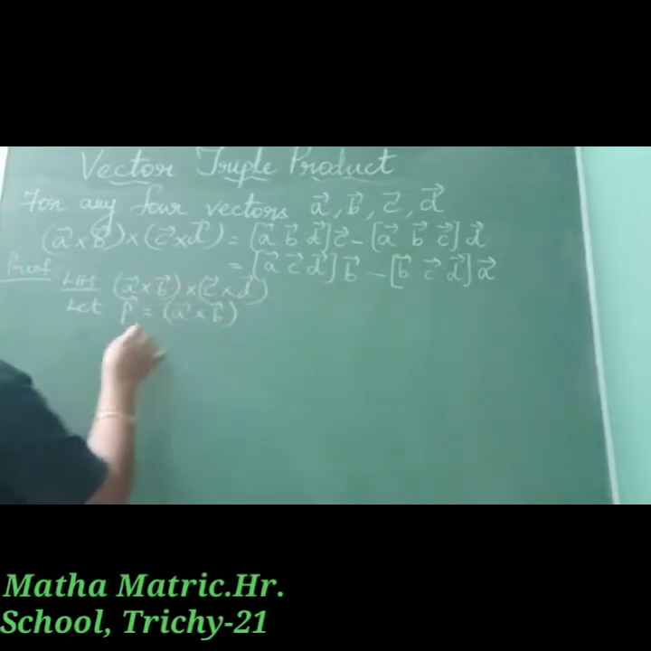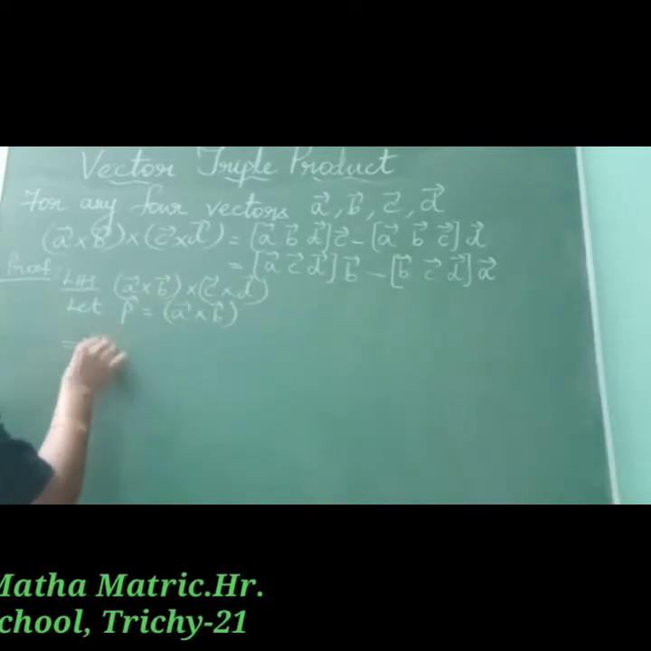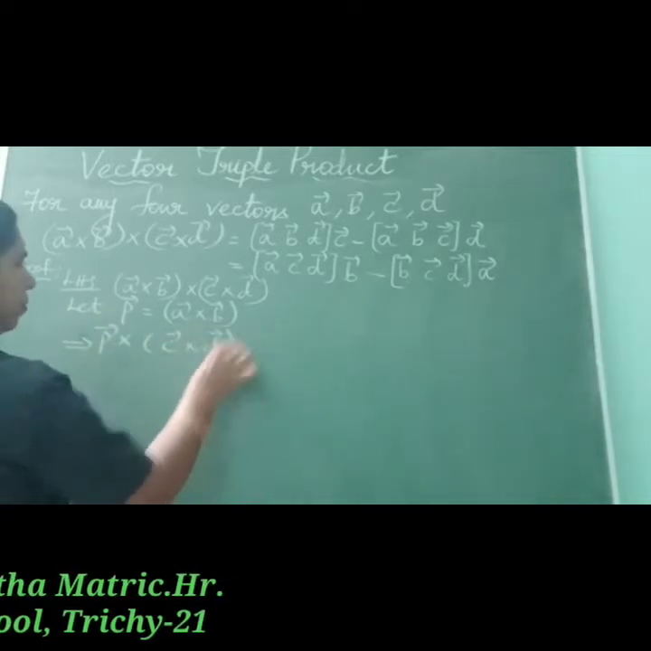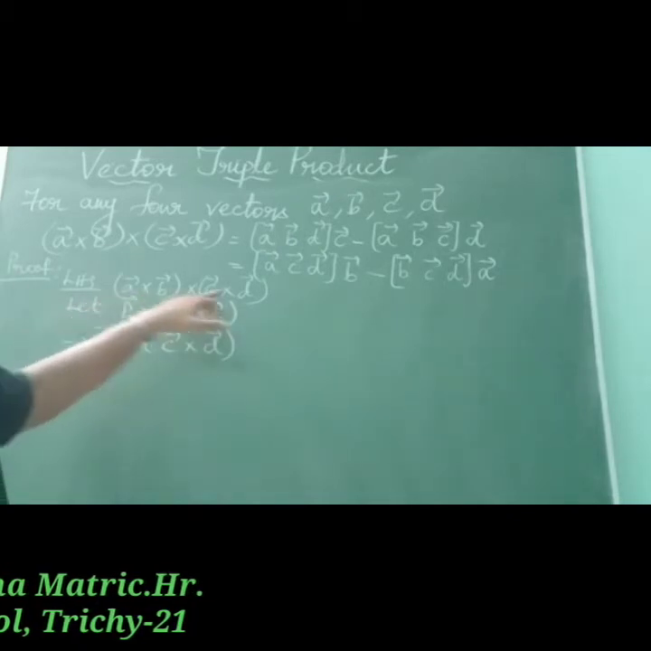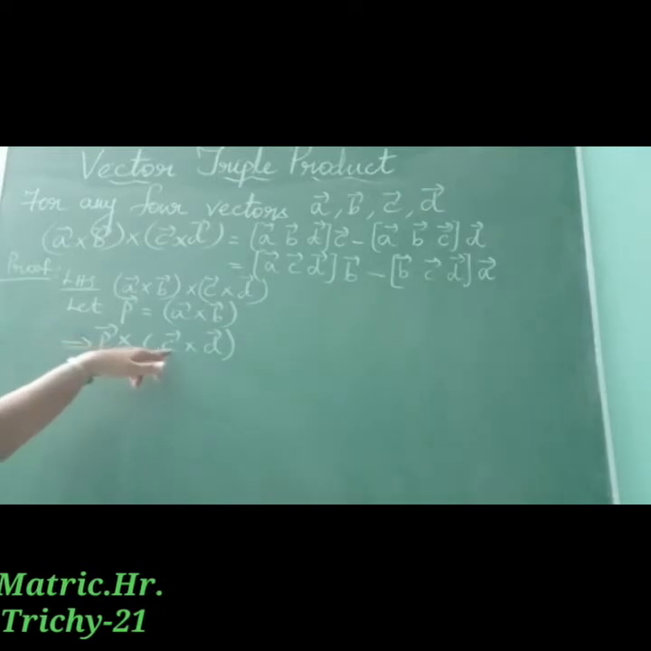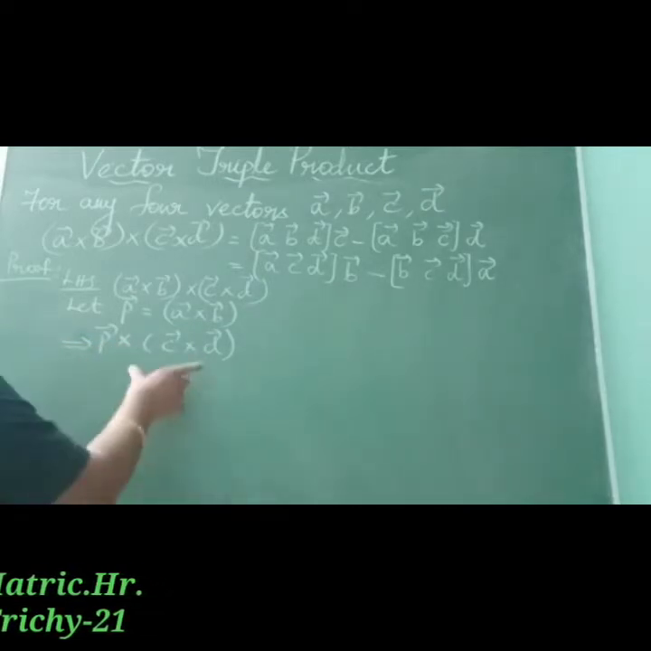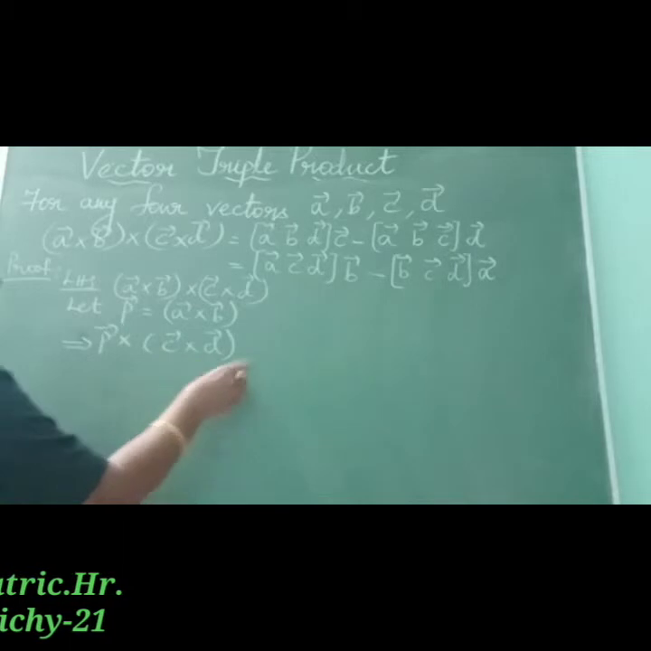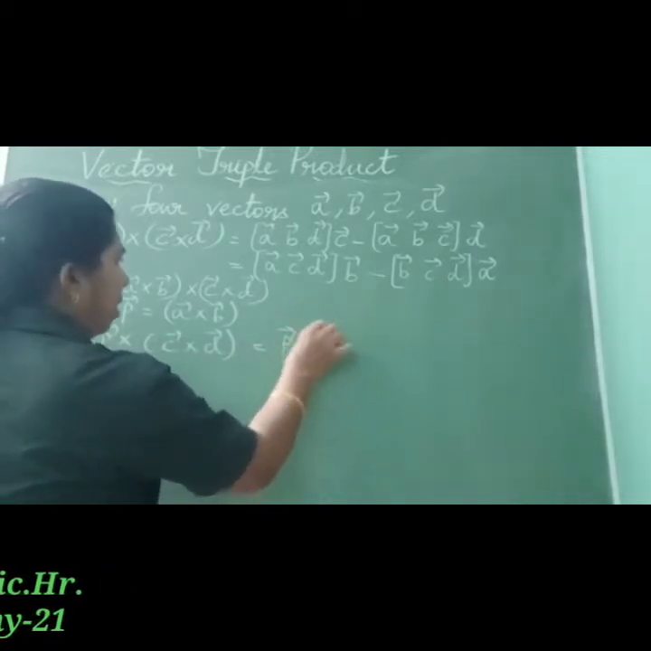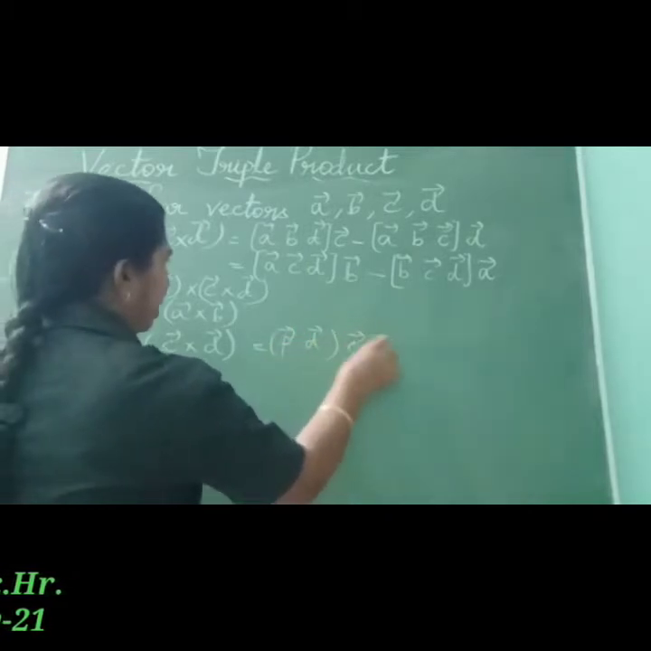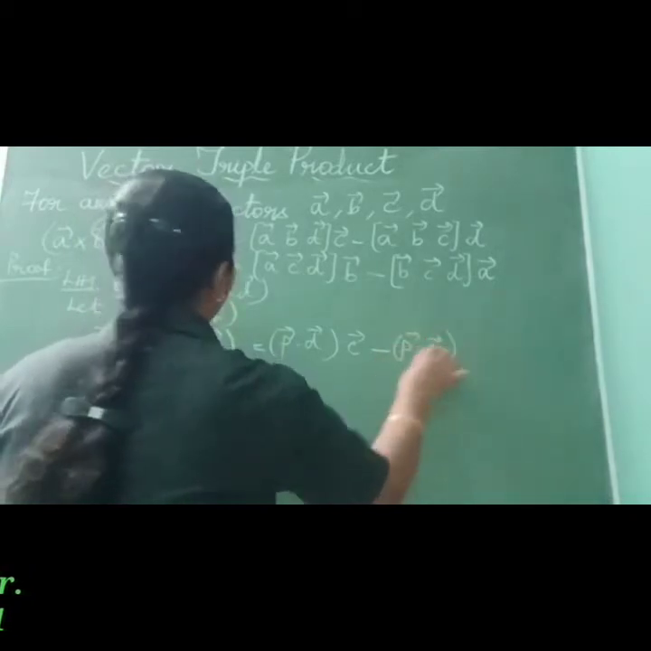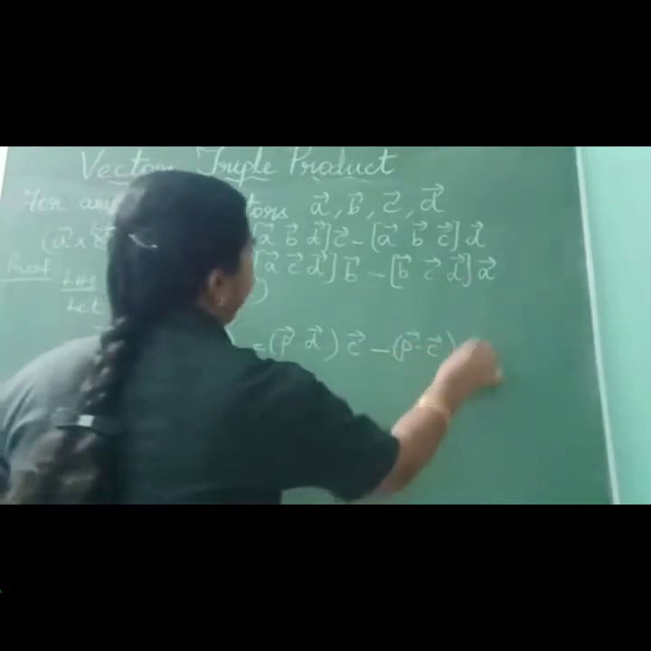Now this can be written as P cross (C cross D). Now these 4 vectors are simplified as P cross (C cross D). We know how to expand the vector triple product of 3 vectors. That is (P dot D) into C vector minus (P dot C) into D vector.